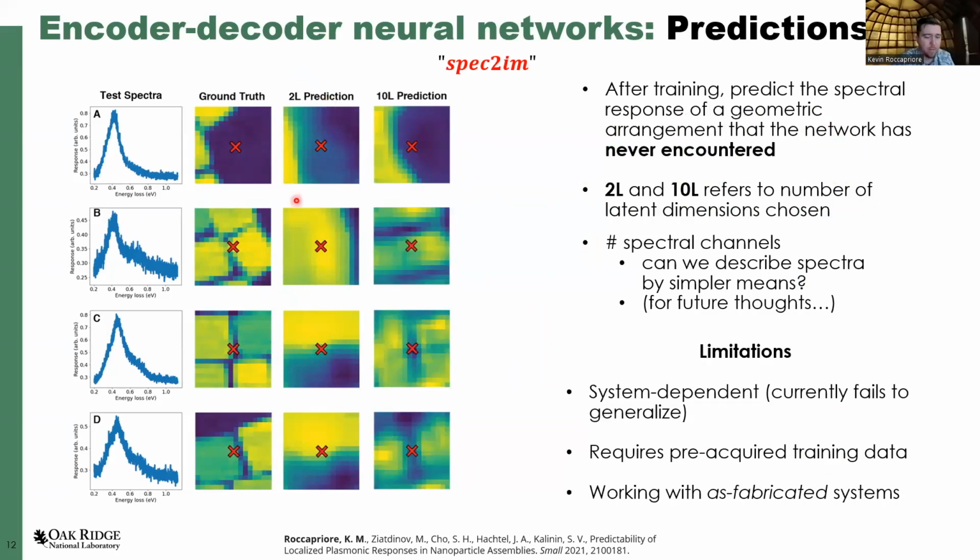If we increase this further, again, this might be dangerous in the sense that we're over describing the current system, but we can still give it a shot to see what happens. It does look like it actually performs a bit better. And so, this is kind of an interesting thing. Again, this is system dependent, and it won't generalize to just any nanoparticle that you throw in here. And again, we're working with the as-fabricated systems.